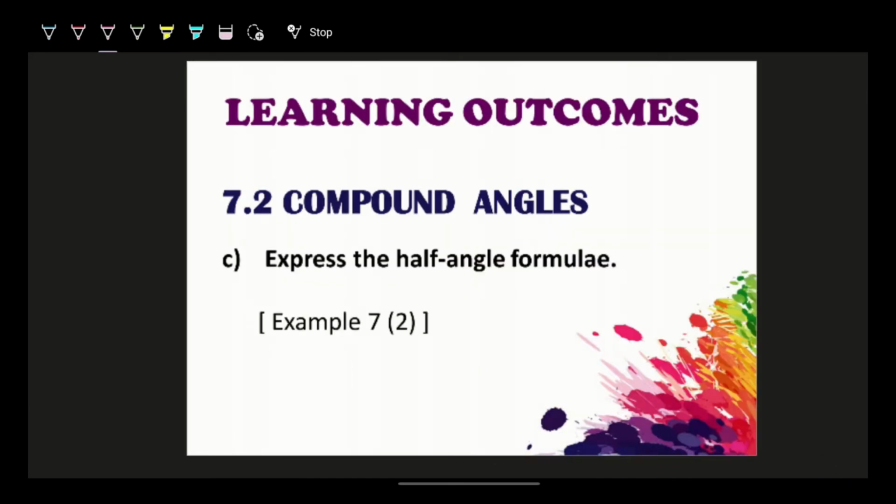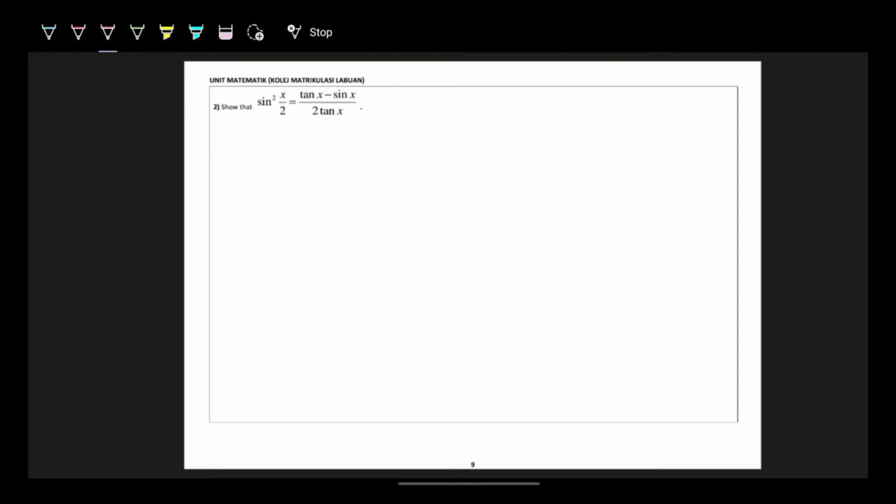We are on 7.2, expressing the half angle formula, example 7, number 2. We look at number 2, the question asking us to show that the left hand side is equal to the right hand side. First we look at the angle. Here is x over 2 and here is x. So the right hand side has the bigger angle than the left hand side, so I choose the right hand side to start with.